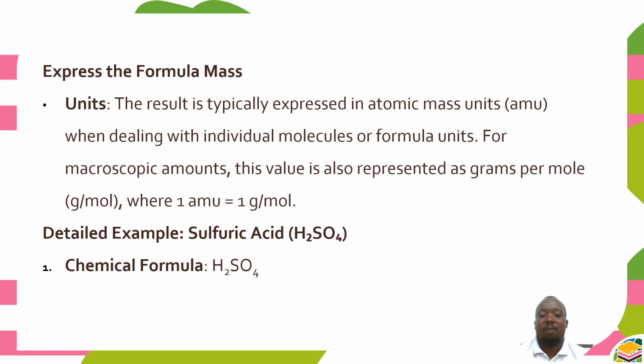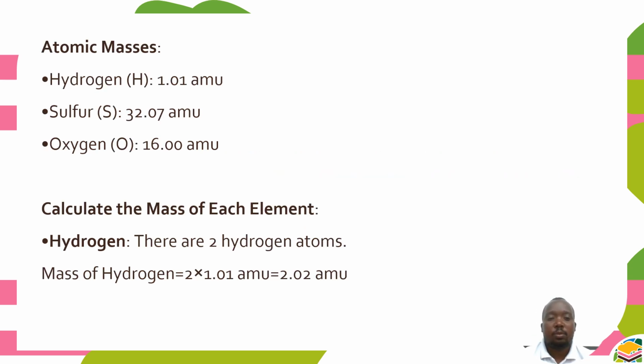So we can also have another detailed example, sulfuric acid. The chemical formula is H2SO4. Then we have hydrogen, we have sulfur, and we have oxygen in sulfuric acid. And then for hydrogen, the atomic mass is 1.01 AMU. For sulfur is 32.07 AMU. For oxygen is 16.00 AMU.